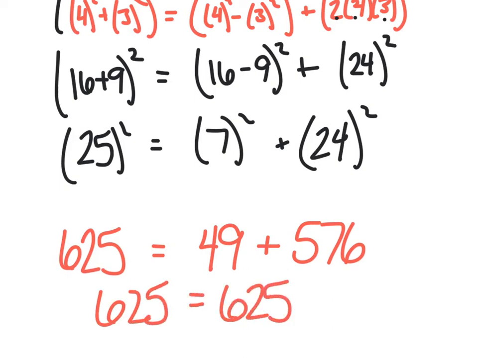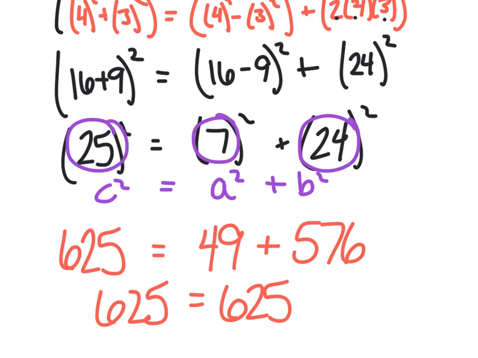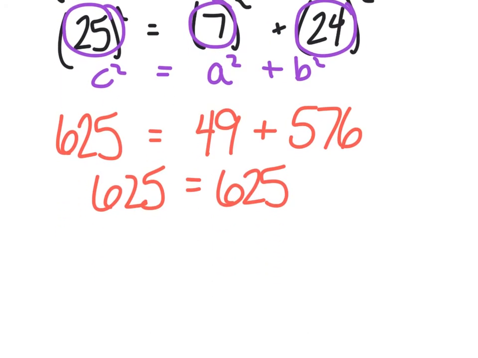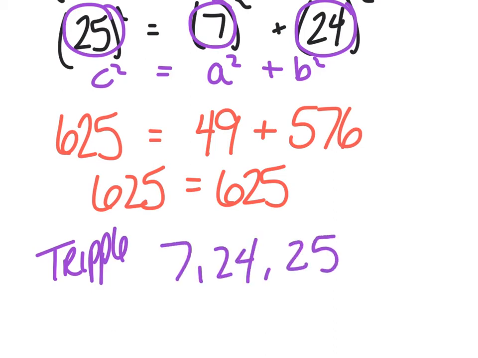So now we've proved that we have a Pythagorean triple, but what are the numbers in the triple? Well, I'm going to go back here, and I'm going to say this was a squared plus b squared equals c squared. So the numbers that work in the Pythagorean triple are actually a equals 7, b equals 24, and c equals 25. So let's write down our triple. 7, 24, 25. Those numbers will always be guaranteed to be true in the Pythagorean theorem.